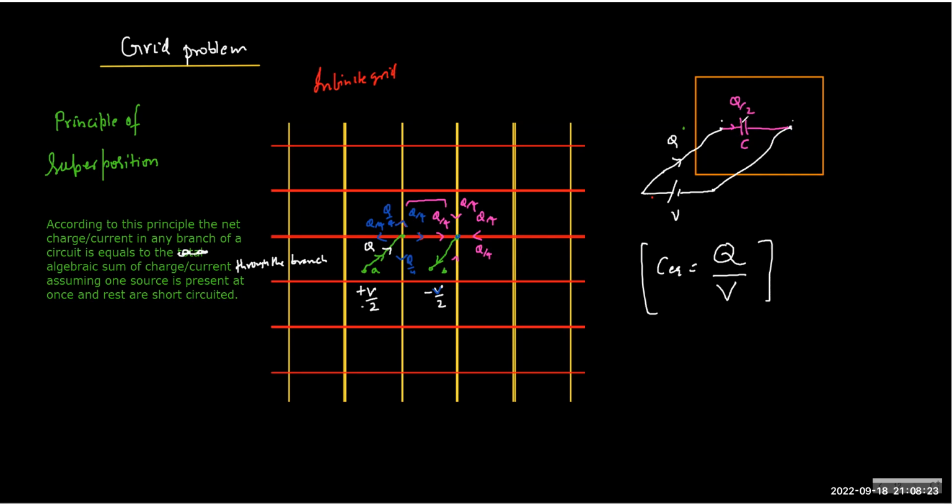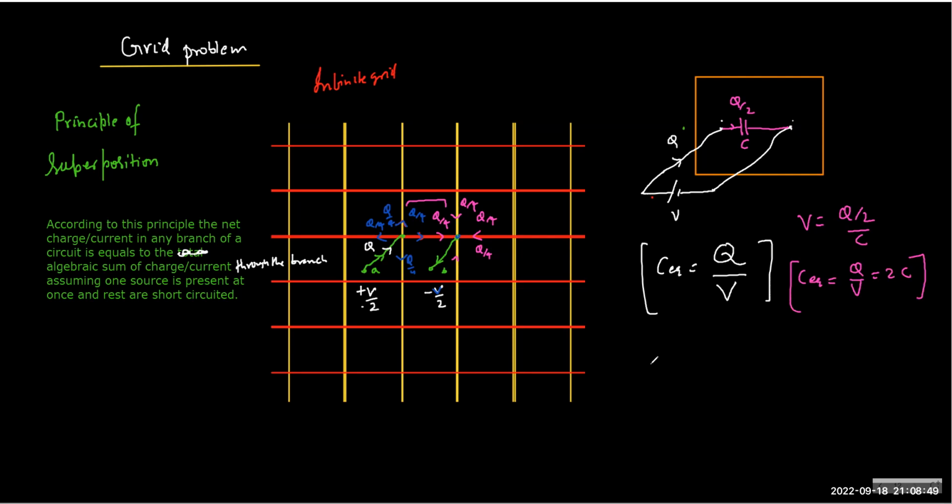Because this is capacitance C, so Q/2C. So what we can say? The V must be equal to Q/2C. The potential across will be Q/2C, isn't it? And what we are looking for is C equivalent, which is Q/V, which is 2C.